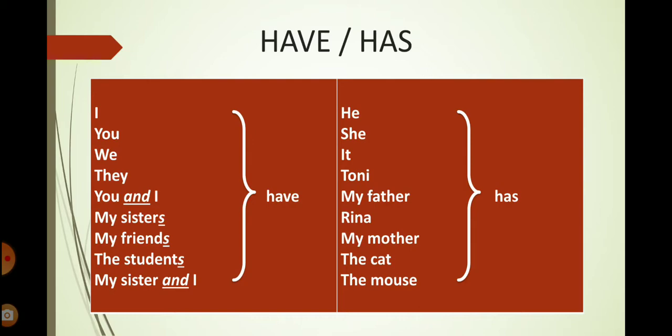Next, what about has? Look at the subject. He, she, it, Tony, my father, Rina, my mother, the cat, mouse. Those subjects have to use has. He has, she has, it has, Tony has, or for the people, only one person. That one. So my father has.